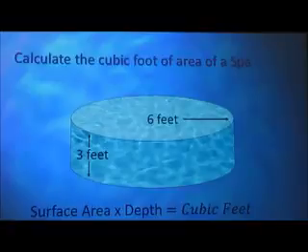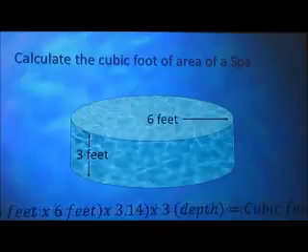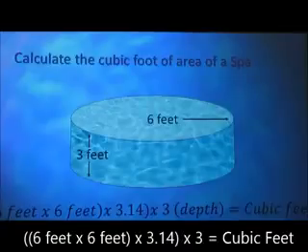To calculate the cubic foot of area for the spa so we can determine how much water is in it, we need to then take our surface area and multiply it by depth, just as we had done with the rectangular pool. Surface area times depth equals cubic feet. If our spa is 3 feet deep, and we've already calculated our radius at 6 feet, the formula would be 6 times 6 times 3.14 times 3 for our depth, and that would give us cubic feet.